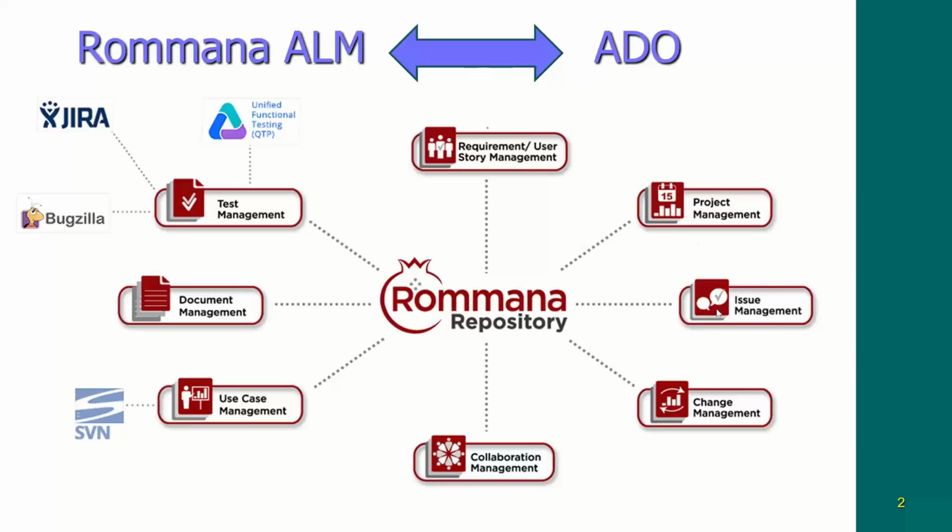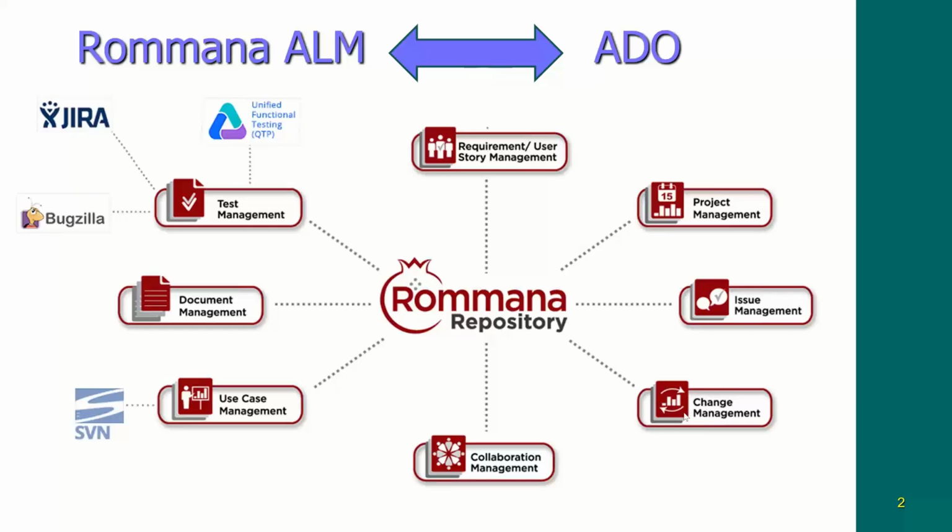It also does everything you need to do with issue management or bug tracking, if you wish. We don't like to call it bug tracking because issues, as you know, are more than just bugs. There could be a lot of things. That's why, if you're using ADO, ADO has a concept of an issue and the concept of a bug. In Rommana ALM, everything is an issue, and then you can classify an issue to be either a bug or something else.